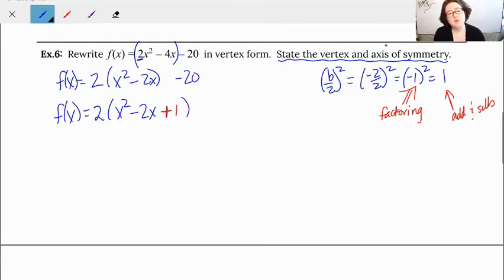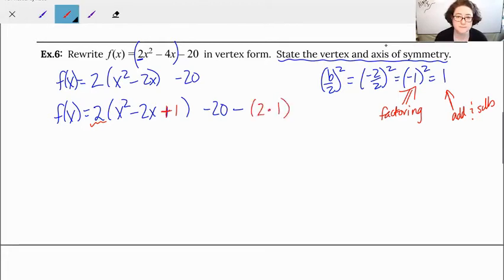Am I really just adding a 1? No. I'm adding a 1 inside the parentheses, but the kicker is I've got this 2 out front. So when I'm trying to balance out my equation, subtract out what I added in, we're not really subtracting out just a 1. We are subtracting out a 2 times 1.